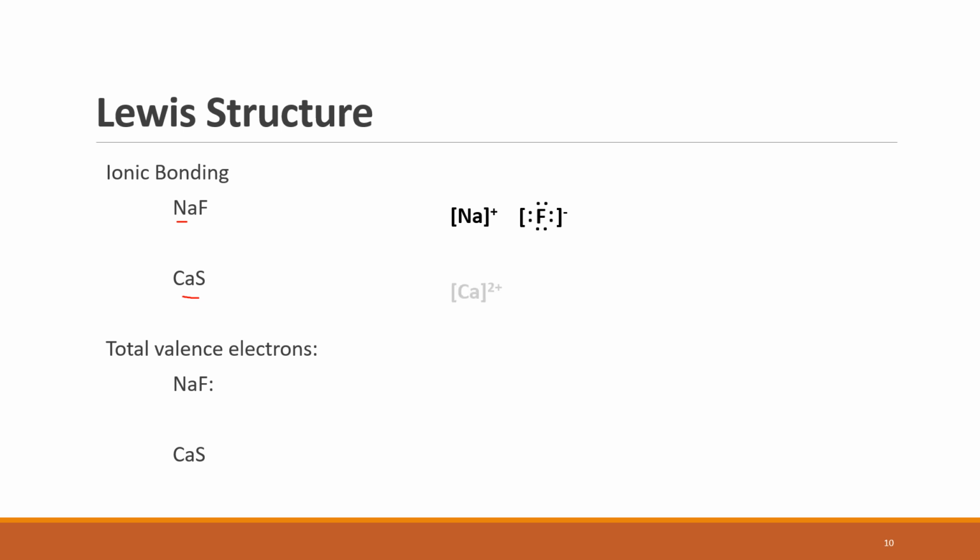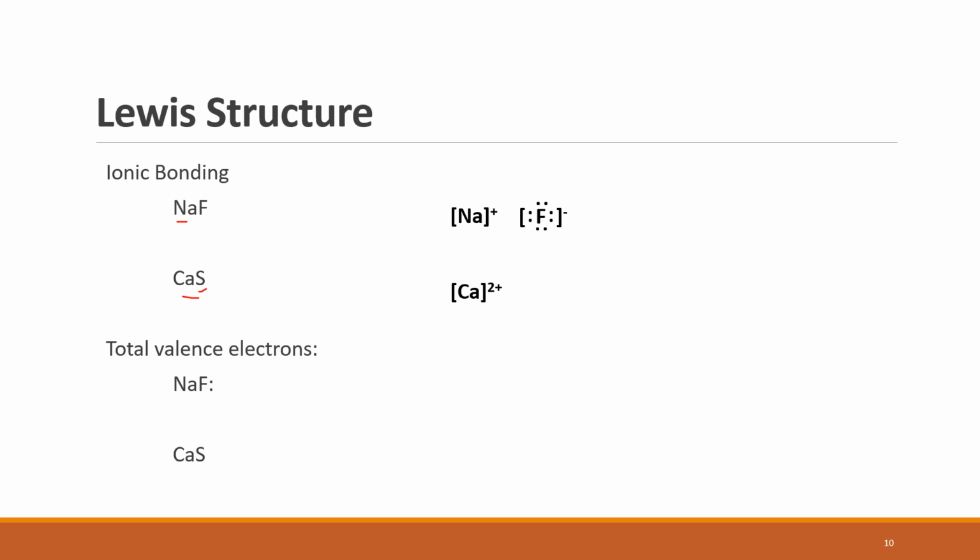Now let's look at calcium. Calcium is in group 2. It has 2 valence electrons, so it's going to lose those 2 valence electrons to become calcium 2+. So when we depict its Lewis structure, we put the calcium in brackets with a 2+ sign on the outside, indicating it no longer has those 2 valence electrons. It gives those 2 valence electrons then to sulfur.